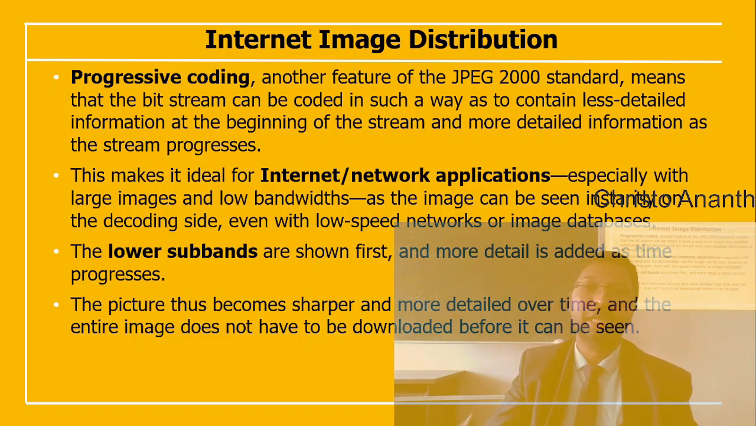So the images can be seen instantly on the decoding side, even with lower speed networks or image databases. Here the lower resolution is shown first and more detail is added as time progresses. So the picture becomes sharper and more detailed over time, and the entire image does not have to be downloaded before it is seen. Even like WhatsApp, you can see the image, you are not downloading, you are seeing it. So this is how you distribute the image on the internet without degrading the quality, and of course you get the original characteristics.